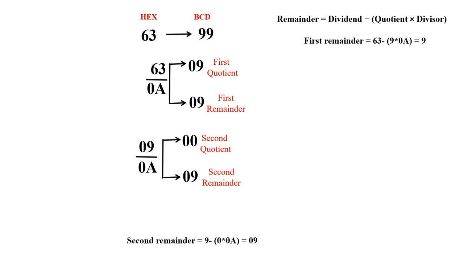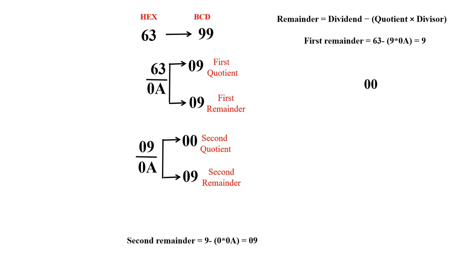Now how did you get the second remainder? It is dividend minus 0 into 0a, that is equal to 9. Now what you have to do? Already we have got one digit directly here, that is 00. That is the first number, we have got it directly. So this can be stored directly into the memory location.